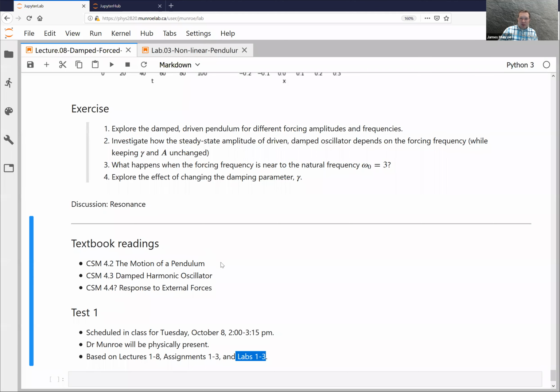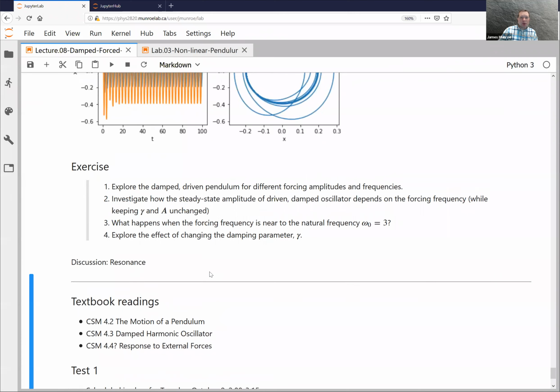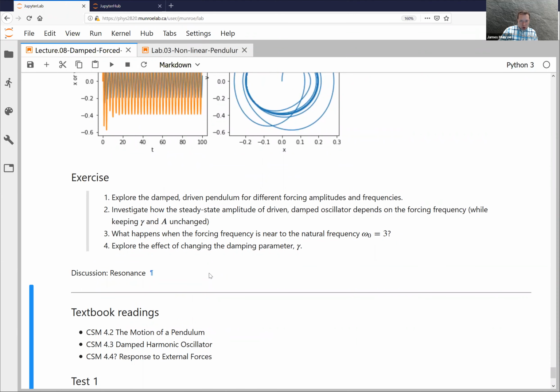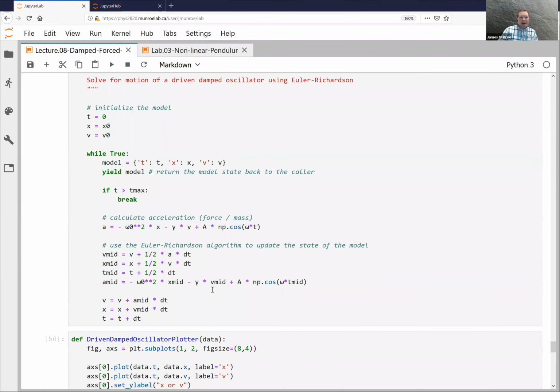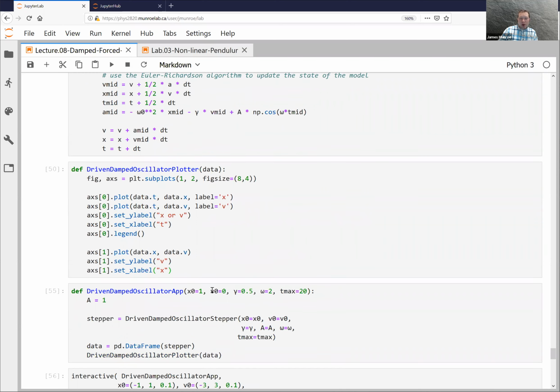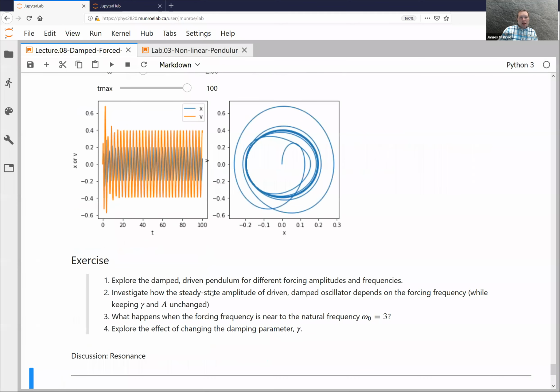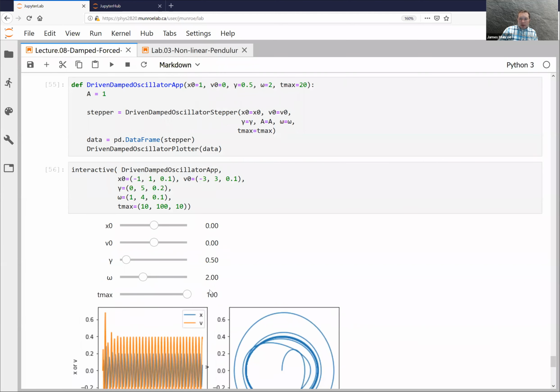Definitely study these different numerical methods, being able to talk about Euler versus Euler-Cromer versus Euler-Richardson, and be able to understand this pattern that I have here on steppers versus plotters versus apps. Because what I'm going to get you to do is something equivalent to what we've done in the lab, which is give you some fill-in-the-blanks type things and ask you to fill in the blanks.